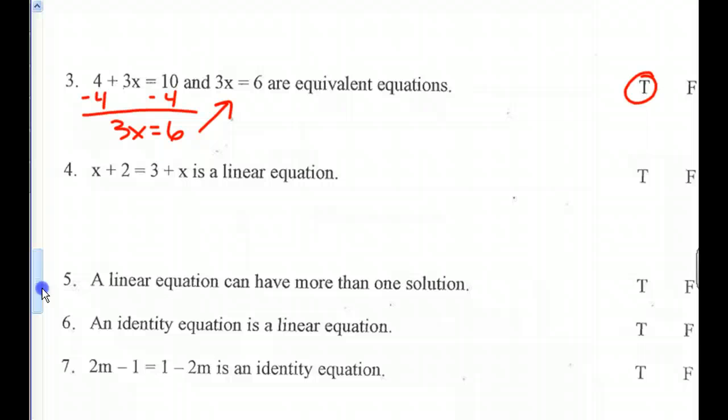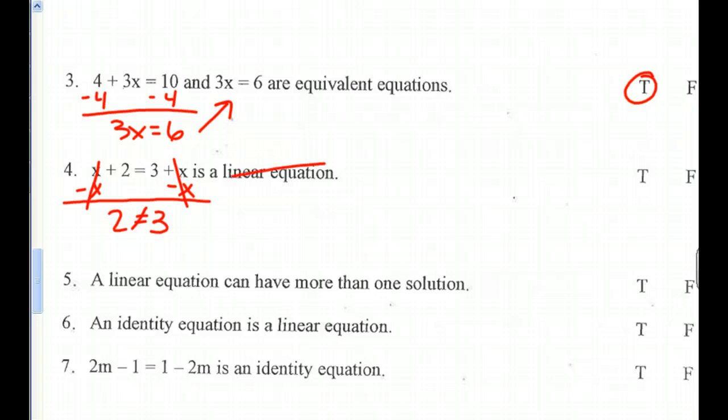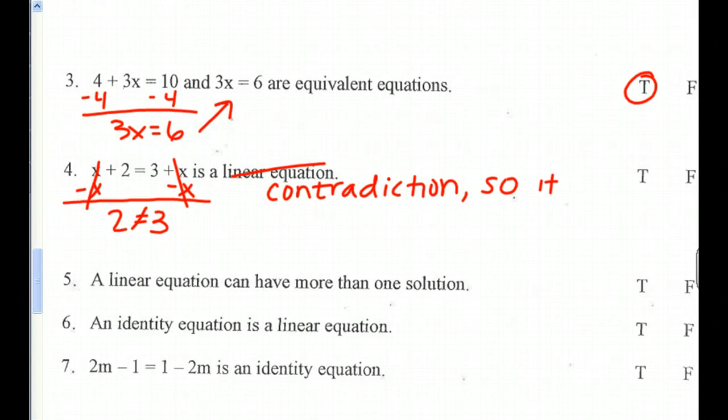Number 4. x plus 2 equals 3 plus x. Is that a linear equation? Linear equation, remember, is just one solution. So let's solve it. We first minus x from both sides, and we get 0. So we get 2 equals 3. Well, 2 does not equal 3, so this is not a linear equation. This is a contradiction. So it has no solution. This is false.